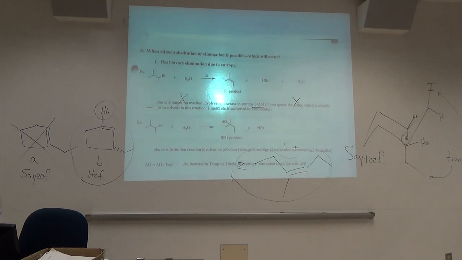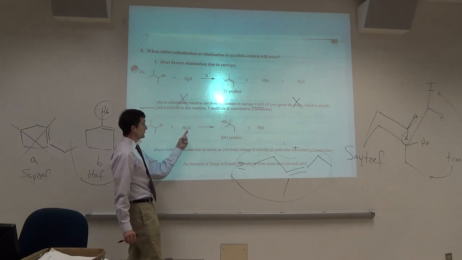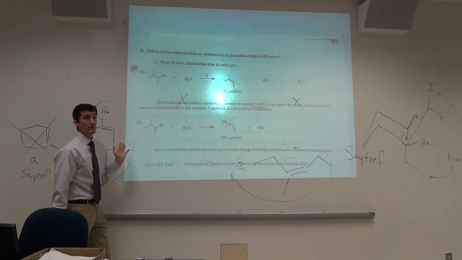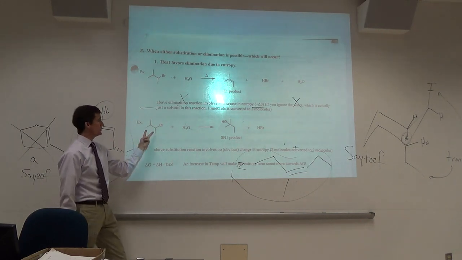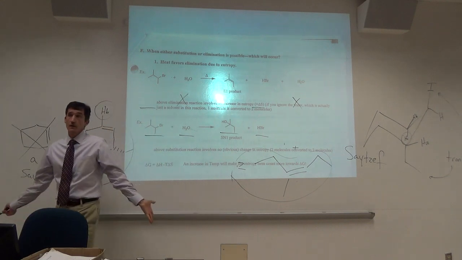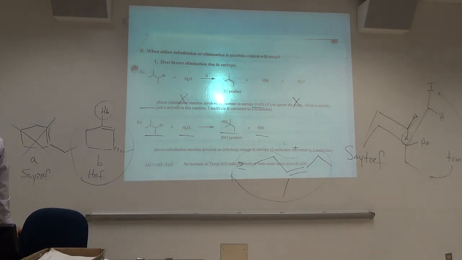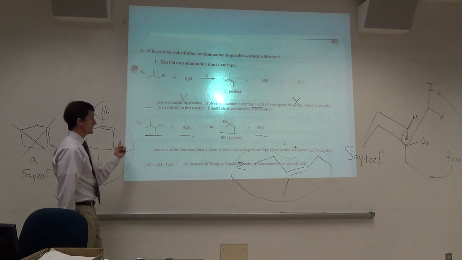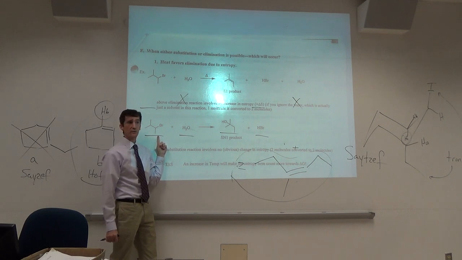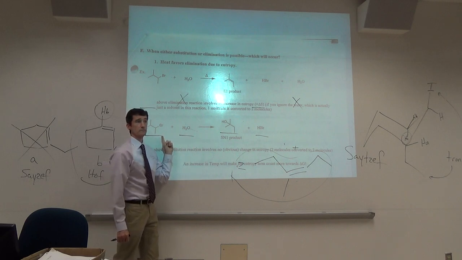On the other hand, if we do a substitution, if this reacts with water to give this alcohol plus HBr, there's no favorable entropy here. 2 going to 2. So, will heating improve this reaction? No. If you multiply 0 by 100, it's still 0. Right?